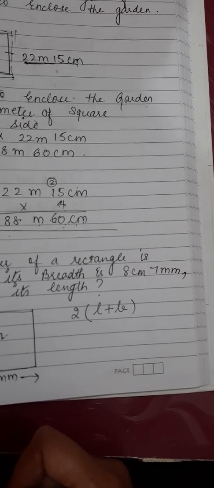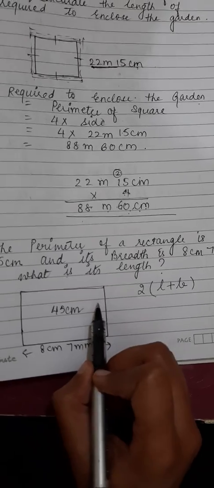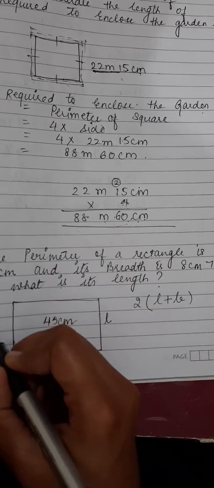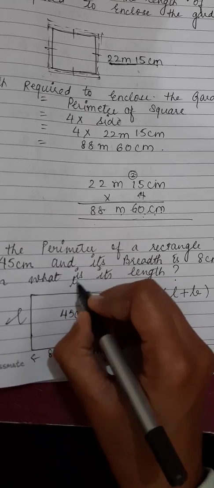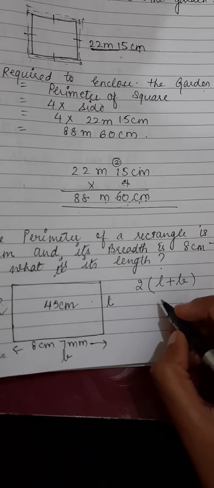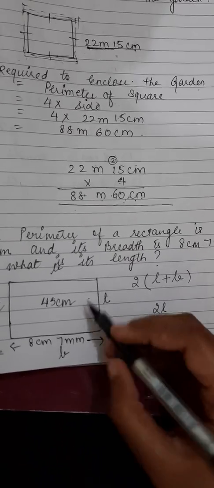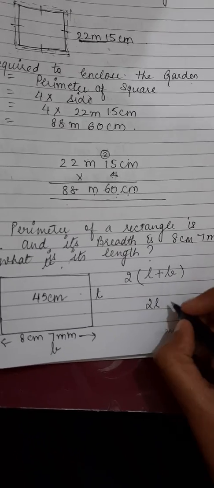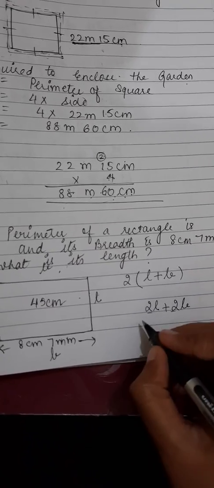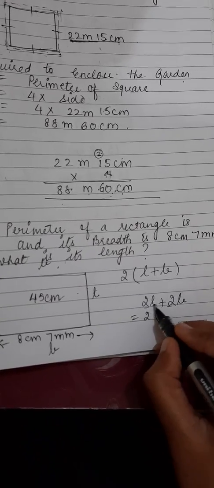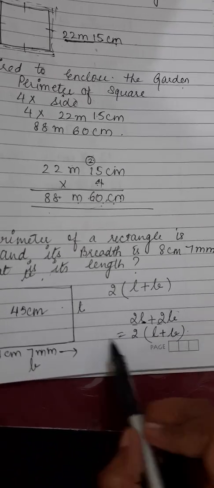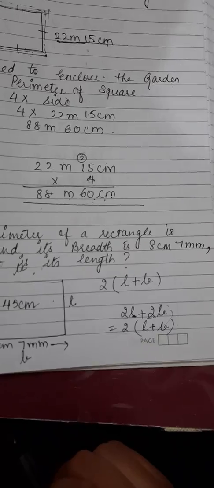Why is this so? Because, see, perimeter means sum of all sides. If this is length, this is L, this is also L, this is breadth, this is also breadth. So there are 2L and there are 2 breadths. Out of these two, I can take out 2 common. What is left? Length is left. What is left? Breadth is left. So that's how this is going to be the perimeter of a rectangle.